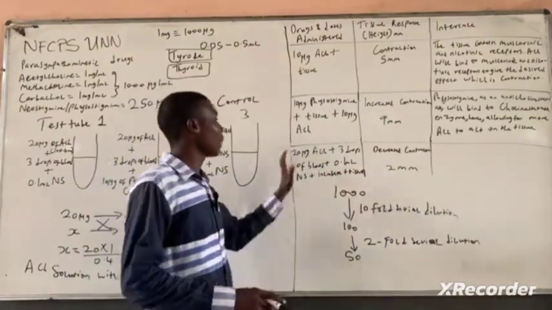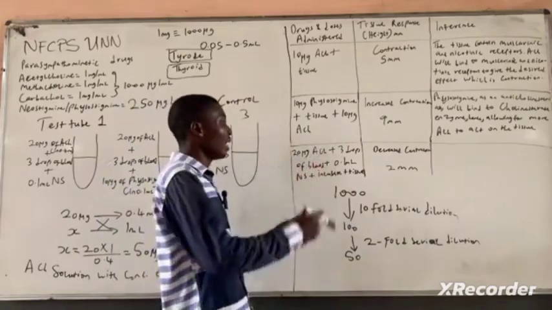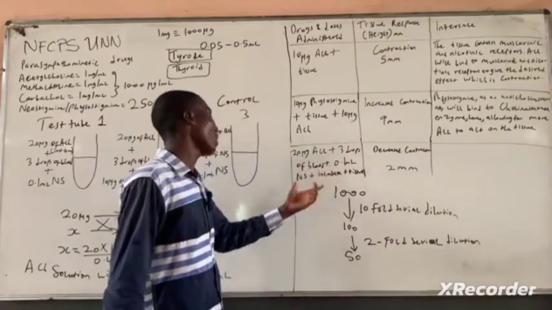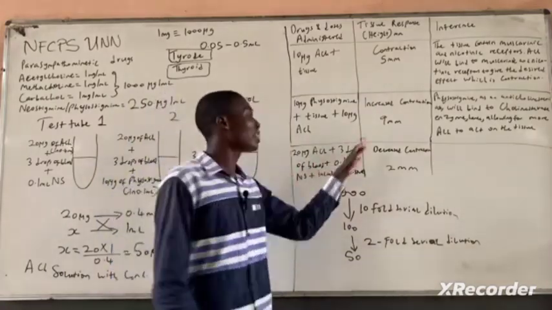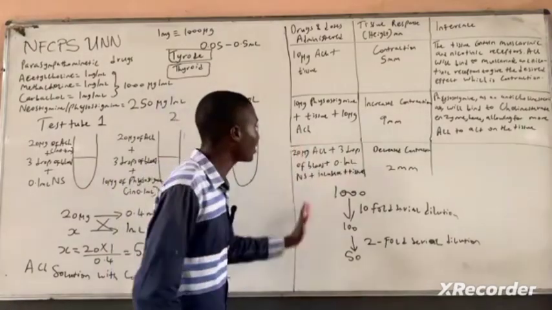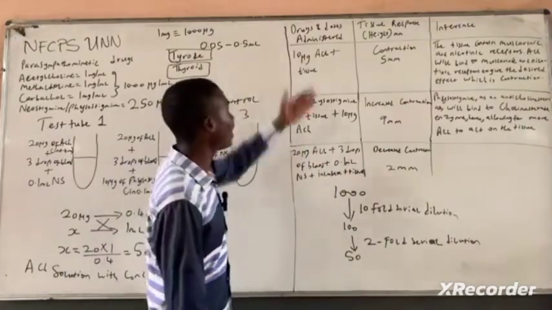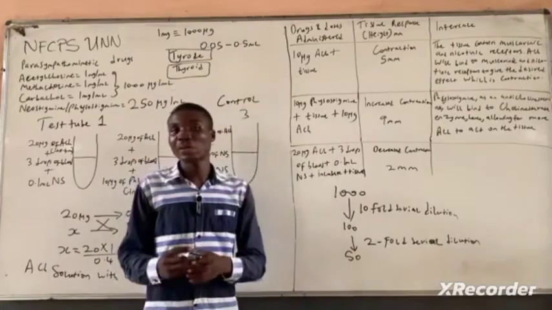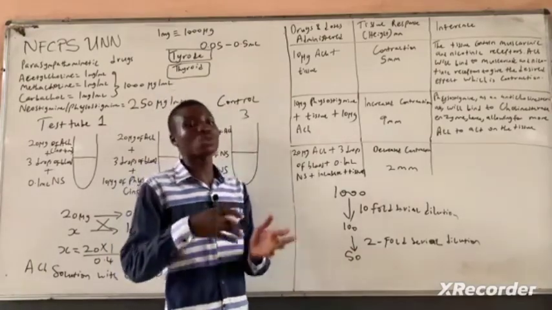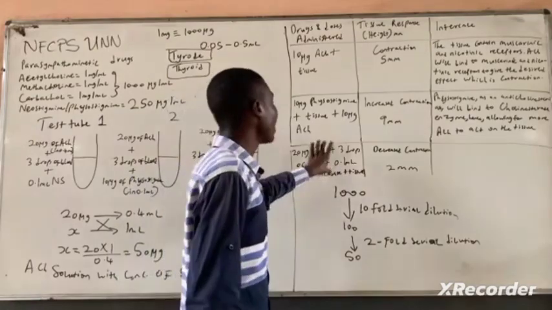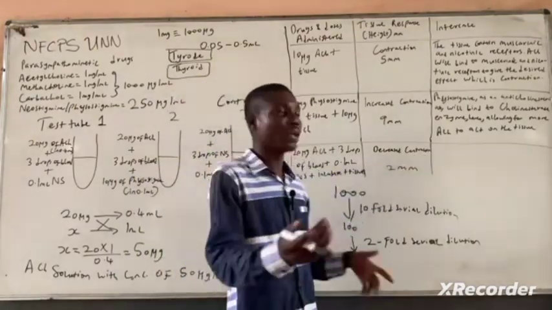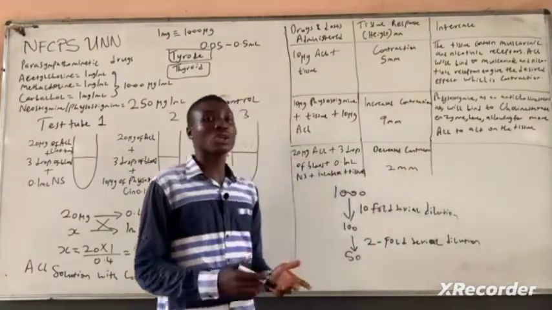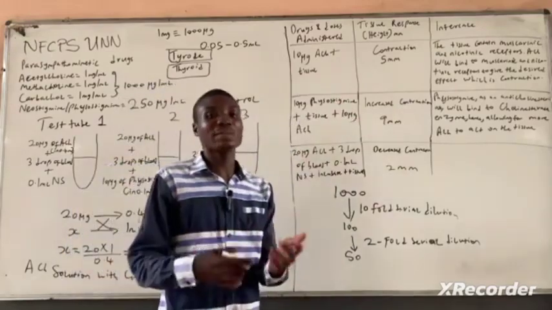Then let us come to this particular one. We have 20 microgram of ACH, 3 drops of blood, and 0.1 ml normal saline, incubated, plus tissue. You can see every single step we took is captured under the drugs and doses administered. So anybody that is reading your report of your experiment will know exactly what you did and what led to what. Now, the result of this particular one is decreased contraction, and then we're having 2 millimeter. The next question is, what is your inference? I already explained that earlier on.